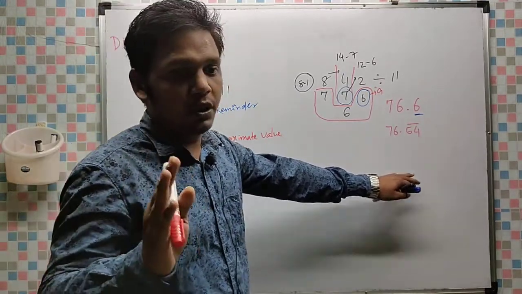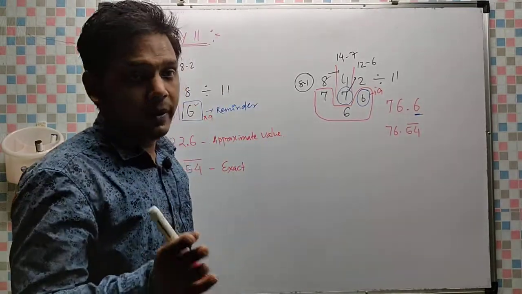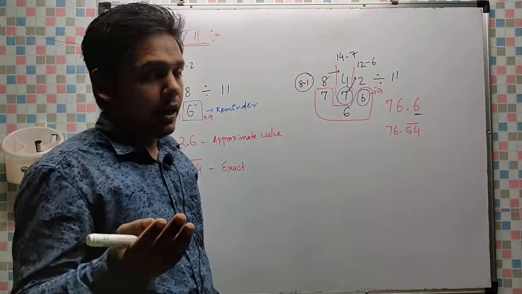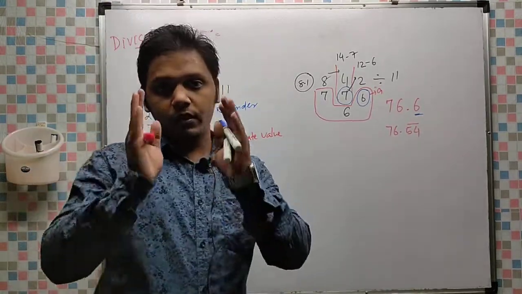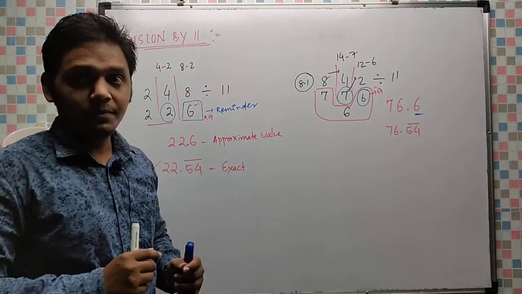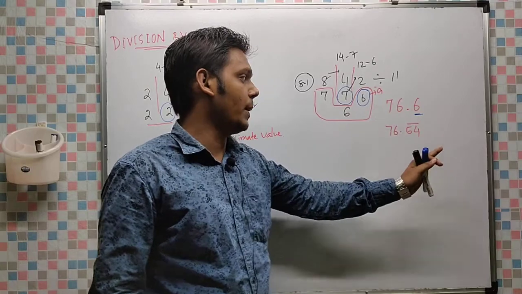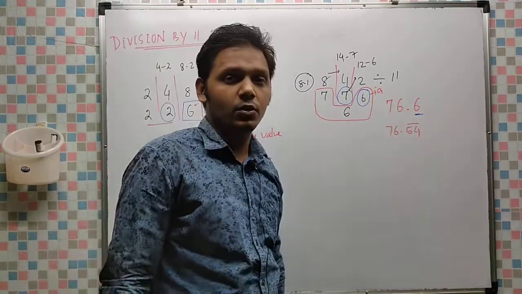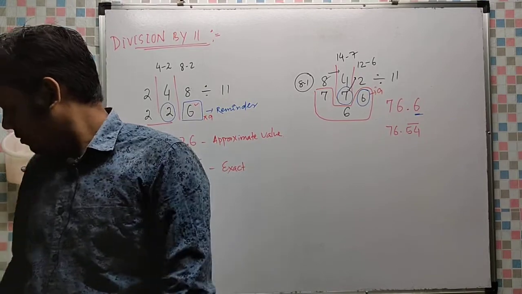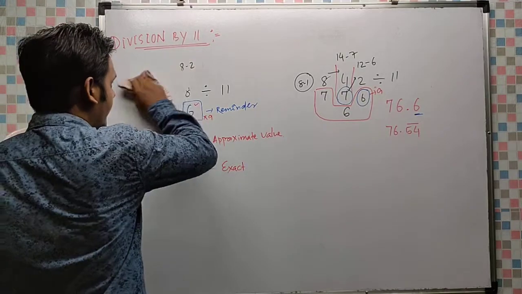Remember, division by 9 we have already done earlier, and that is also a non-terminating recurring decimal. Here division by 11 also gives that type of answer, as with the real division method. Non-terminating repeating decimal, the exact answer is 76.54 bar, but 76.6 is also a correct answer. One or two more numbers we will do so that you can understand easily.